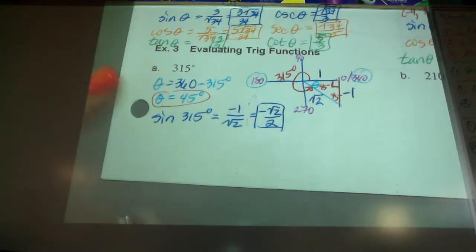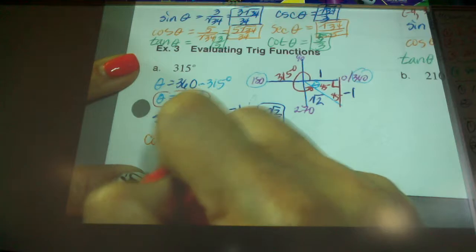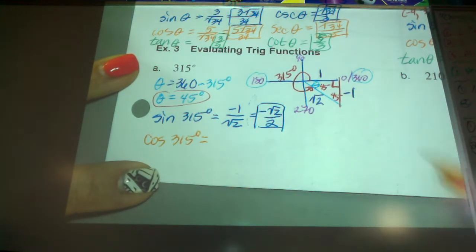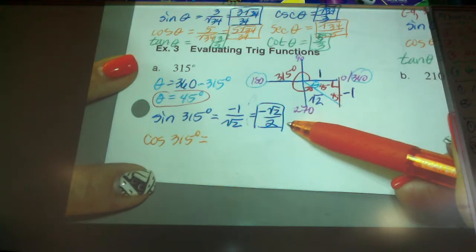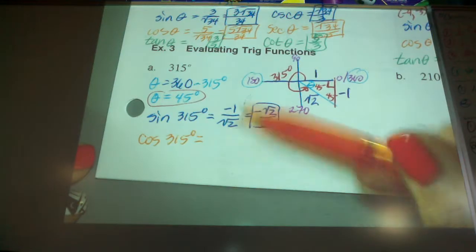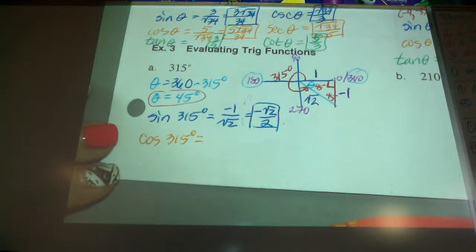So then your cosine of 315 degrees. So that's the answer you're going to accept. This is the answer that I want for all your special right triangles. They all have to be rationalized. I don't want, and you'll see why later. We need to look at it in the rationalized form.